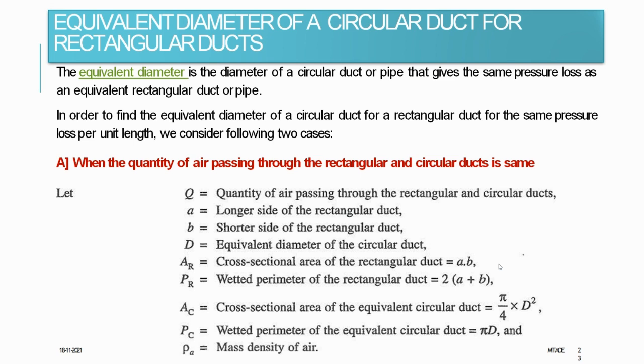The first case is when the quantity of air passing through the ducts is the same, meaning Q is the same. Let Q be the quantity of air passing through the rectangular and circular duct, which is the same. So we have taken Q directly.